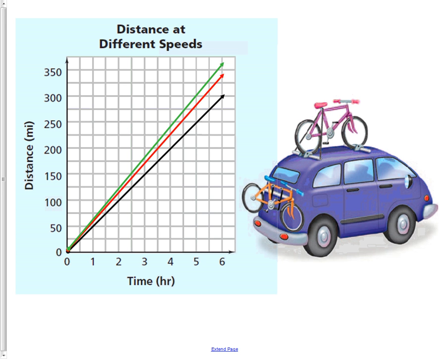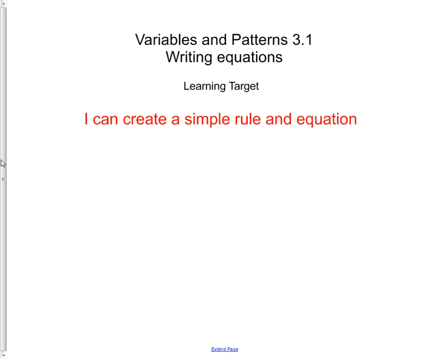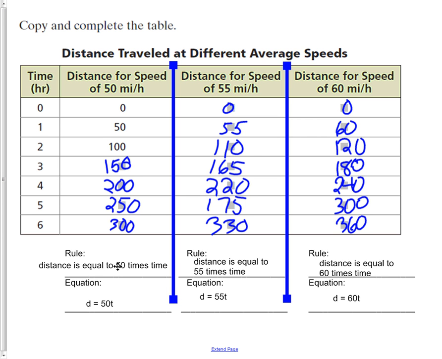The most important thing that I want you to get down is being able to come up with these rules and come up with these equations. That is our target. I can create a simple rule and equation, and we did that right here and right here, 3 different times. And we're going to do it a few more times when you come back to school practicing that. Again, I want you to write down any additional questions, fill out these answers, watch this video again if you need to. Otherwise, we will see you tomorrow.